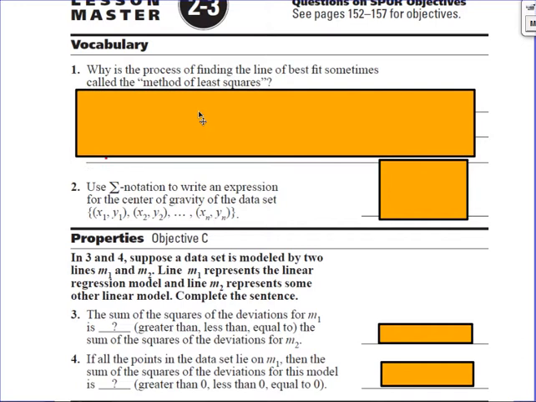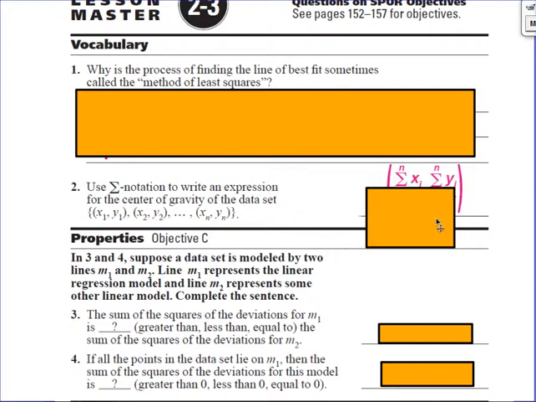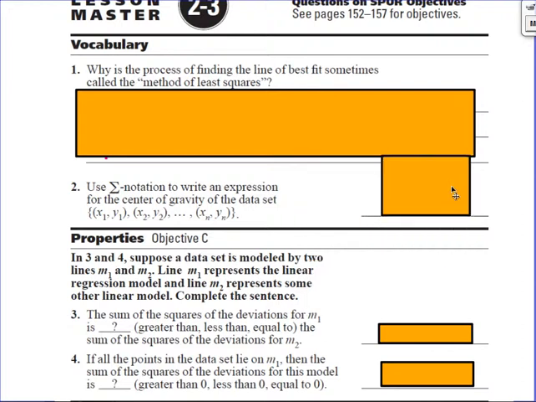I'd like you to try number 2, using sigma notation to write an expression for the center of gravity of the data set, and then hit the pause key to check your answer. Alright, so in this one, hopefully you got that we're finding the average x and the average y. So we're adding up all of the x's from 1 to n and dividing by n, and we're adding up all the y's and dividing by n. You could have had 1 over n times the sum of all of these, and 1 over n times the sum of all the y's here. But either way is fine.